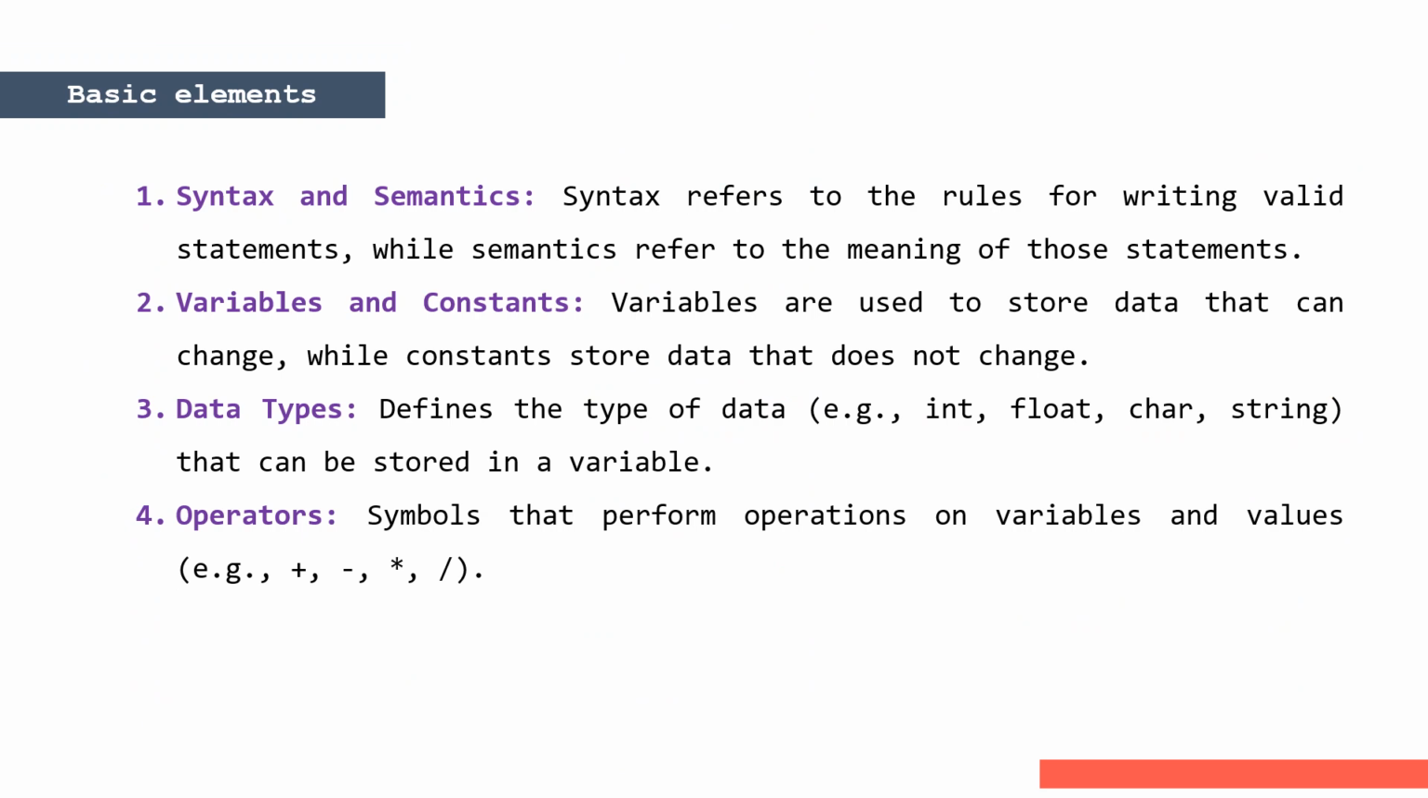Every C language program involves some basic elements. First is syntax and semantics. Syntax refers to the rules for writing valid statements, while semantics refers to the meaning of those statements. For example, there is an example in the later slides. Then variables and constants. As the name indicates, variables are used to store data that can change or vary, while constants store data that does not vary or change. Data types we have covered just now. Then there are different types of operators, arithmetic operators like plus, minus, multiply, divide, etc. Then there are logical operators that we will see in later stages.